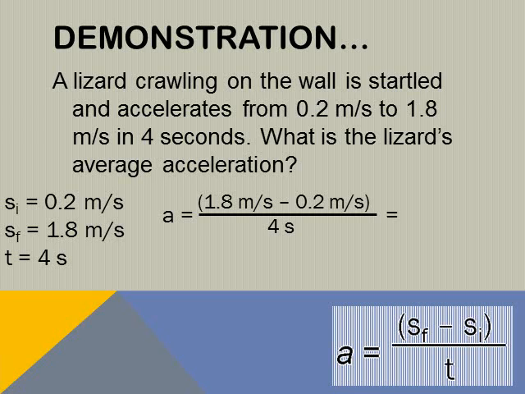So we say that this is equal to, and we know in math we do parentheses first, so we're going to do the parentheses, 1.8 minus 0.2 gives us, that's right, 1.6. And we're going to divide that by the 4 seconds. How many times does 4 go into 16? Yes, 4 times. But we're going to have a decimal. So the answer is 0.4 meters per second squared, because we have seconds divided by seconds. And if we flip that over, that's second times second, or second squared.